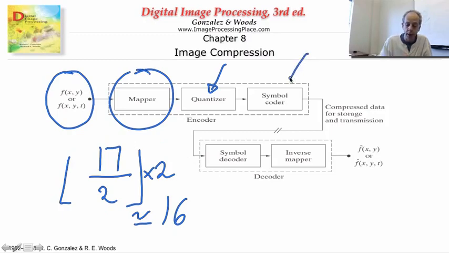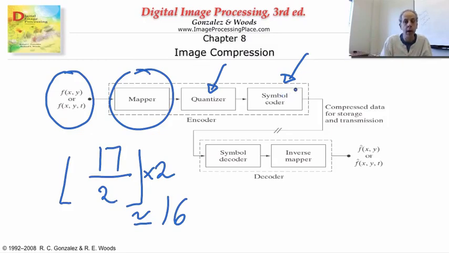The last part is the symbol encoder. Okay, I have done my mapping, I have done my quantization, now I have a value in my hand that I need to transmit. And I want the receiver on the other side to get exactly that number. That's where information theory comes into play, because information theory tells us how to do this very efficiently, both in computational time and to achieve compression.